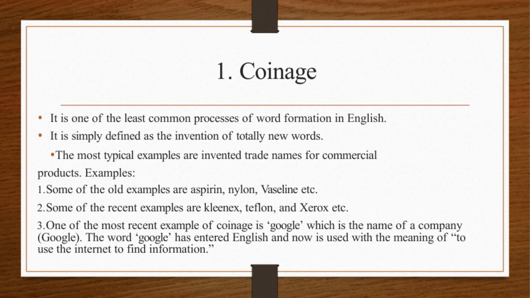These started as brand names but have now become common nouns in everyday language. A really interesting recent example is Google, originally the name of a company, but now it's used as a verb meaning to search the internet. This shows how a brand name can evolve into a common word through coinage. So, in essence, coinage involves creating brand new words that often start with commercial purposes, but can quickly become part of our regular vocabulary. It's a fascinating process because it highlights how language constantly evolves through innovation and branding.